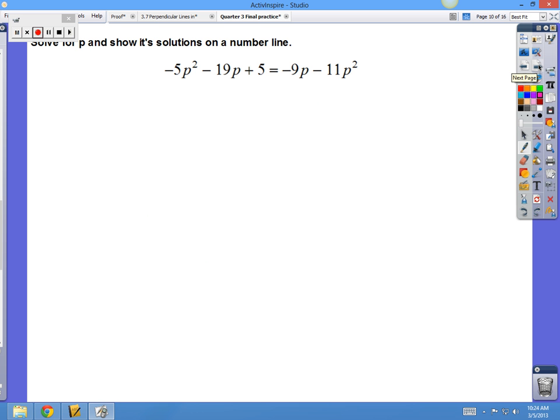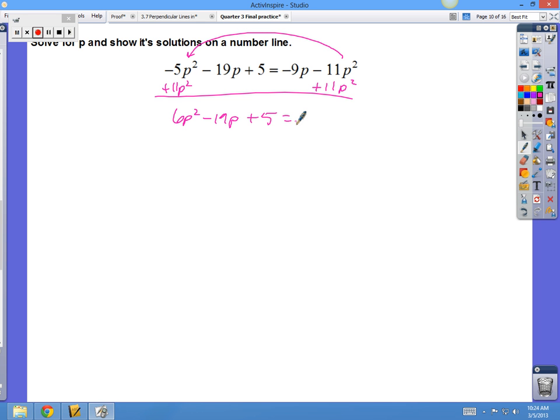Okay, back to the algebra. Solve for p. Find the roots. Solve the equation. Find the solutions. It's all the same thing. This guy, move number 1, regardless of what you do, get everything on the same side. And I'm going to move these over to the left to try and keep my p squared positive. I'm going to add 11p squared to this side, add 11p squared to that side. Okay, you got 6p squared minus 19p plus 5 on the left.